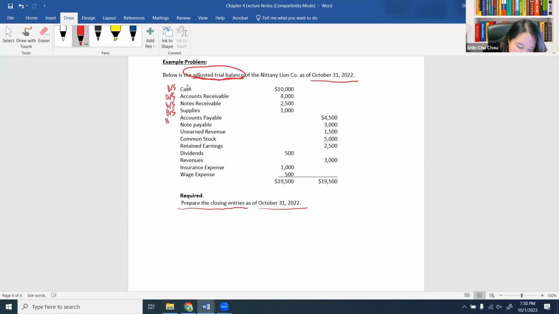Accounts payable is a liability account, still a balance sheet account. Notes payable, liability account, that's a balance sheet account. Unearned revenue, this is a liability account, based on what we learned from the adjusting entries.